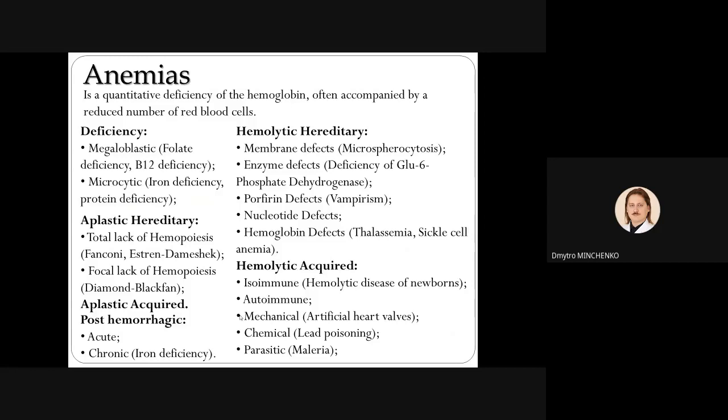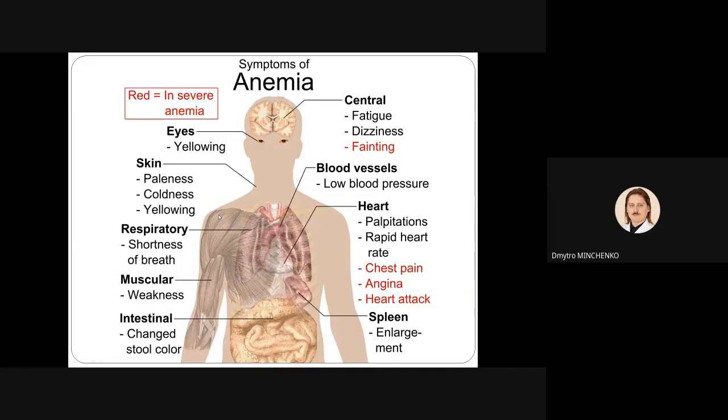Hemolytic hereditary includes membrane defects such as microspherocytosis or other similar situation, acanthocytosis, stomatocytosis, enzyme defects such as deficiency of glucose 6-phosphate dehydrogenase, porphyrin defects such as vampirism, nucleotide defects, hemoglobin defects such as thalassemia and sickle cell anemia. Hemolytic acquired include isoimmune, hemolytic disease of newborns, autoimmune, mechanical artificial heart valve damage, chemical such as lead poisoning, and parasitic such as malaria.